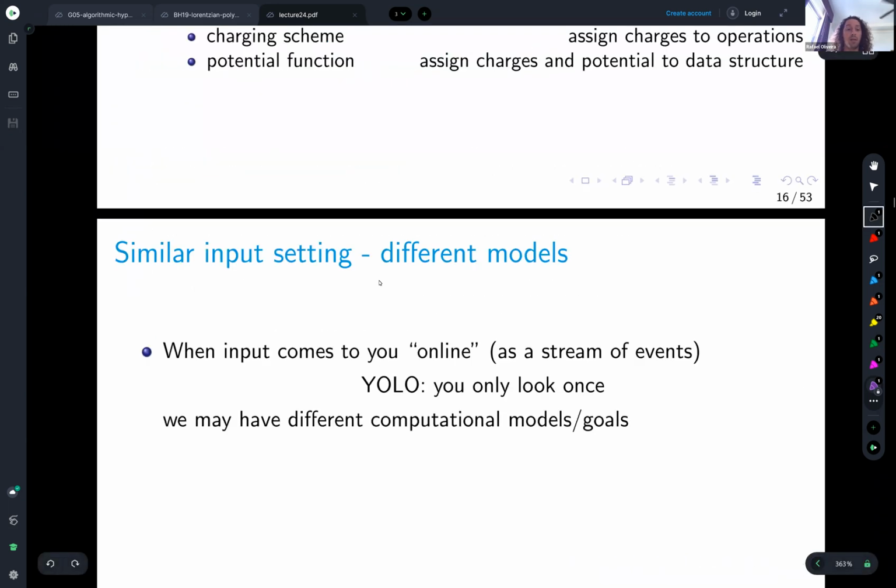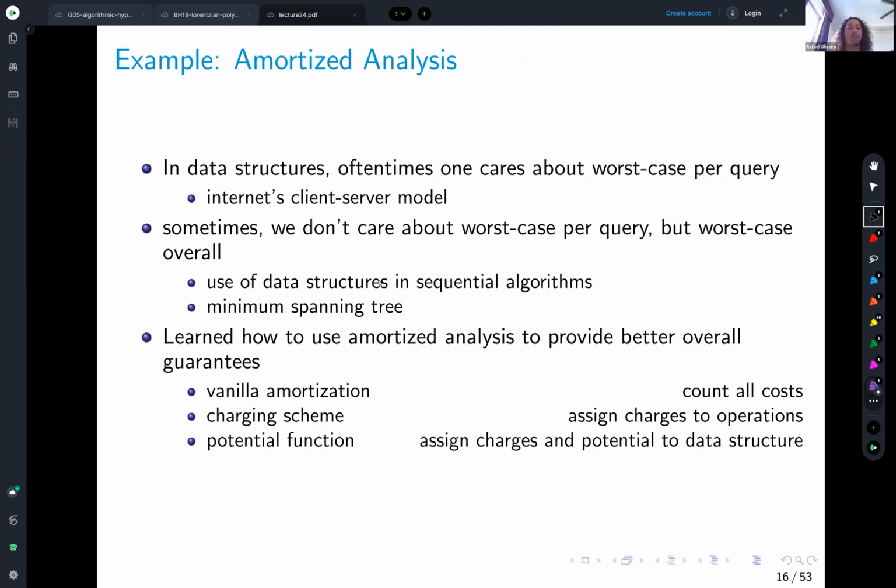And right, so this is an example of that template that we're talking about, right? So what was the template? First, we identified the computational model. And what was the computational model? Well, here we're saying, oh, you know what? We don't care about worst case per query. We care about worst case overall.